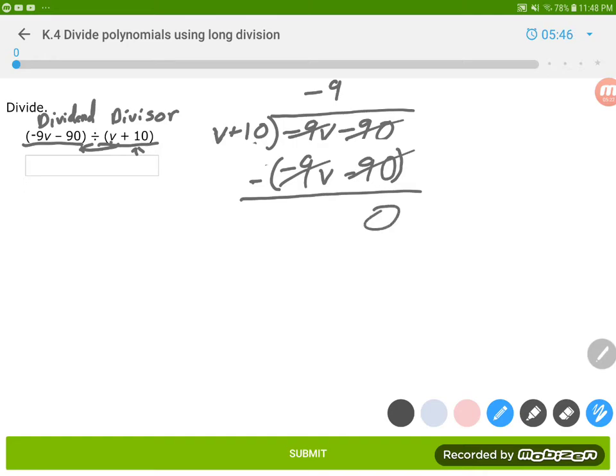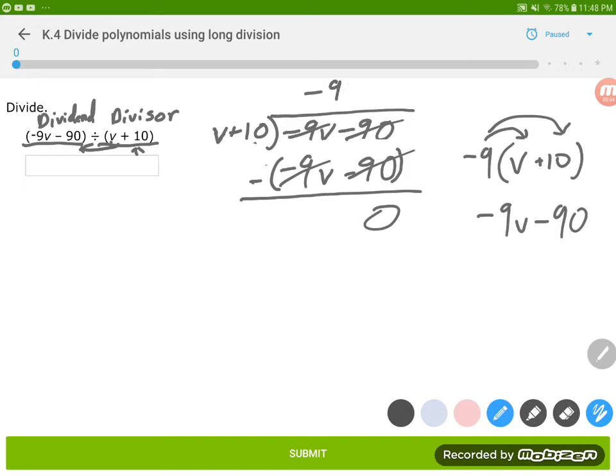Now, why is that? That's because v plus 10 could evenly divide negative 9v minus 90. Or in other words, if I had negative 9 multiplied by v plus 10, that would simply distribute to become negative 9v minus 90. Right? So it actually makes a lot of sense why negative 9 is the quotient of this.